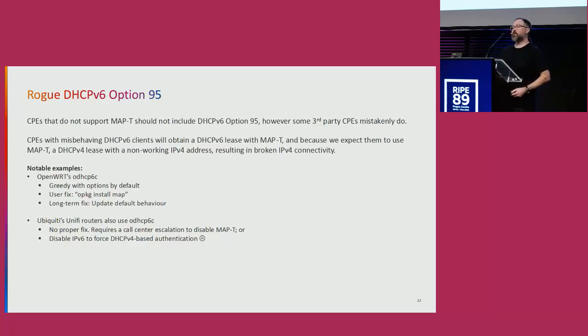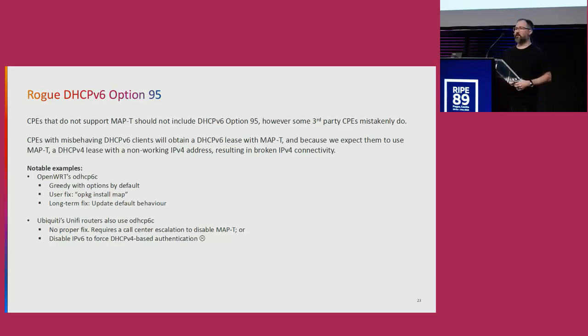We also saw during our trials that there are CPEs out there that don't support MAP-T, but still ask for MAP-T by including option 95. OpenWRT's DHCPv6 client is the main culprit for this. Whilst it's greedy by default, it includes a whole bunch of options. So they will get a v4 lease that's broken, and they'll also get a v6 lease, and they'll have working v6, but we'll expect them to use MAP-T, which they won't. The good thing about OpenWRT is it does actually support MAP-T, but it's not installed by default. So you have to install the map package to get MAP-T working. So that's an easy fix.